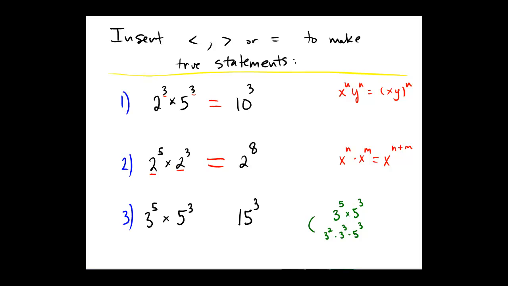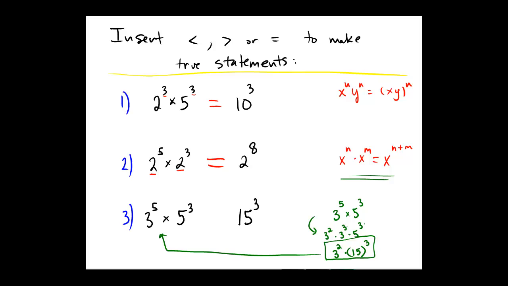To get from here to here, I used the second rule, the fact that 2 and 3 add up to become 5. Now this is the same as 3 squared times 15 cubed. And here I'm using the top rule, the fact that the exponents are both 3 means we have a 15 cubed. So this means that the 3 squared times 15 cubed expression is identical to 3 to the 5th times 5 cubed. So on the right hand side we have 15 cubed.